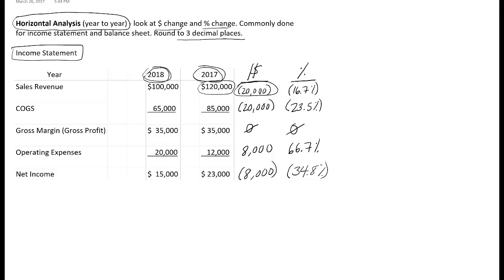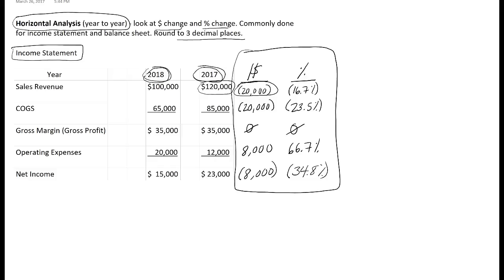Now, the next thing that we could do is, after we've done the horizontal analysis, we can actually look at our results and come up with some conclusions. So pause the video here, look at your results, and then come up with maybe a couple of conclusions from your horizontal analysis.